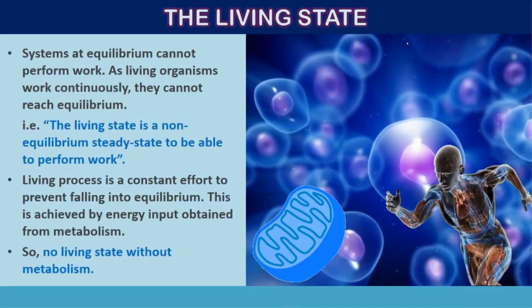Systems at equilibrium cannot perform work. As living organisms work continuously, they cannot reach equilibrium. That is, the living state is a non-equilibrium steady state to be able to perform work. A living organism is in constant effort to prevent falling into equilibrium. This is achieved by energy input obtained from metabolism. So there is no living state without metabolism.